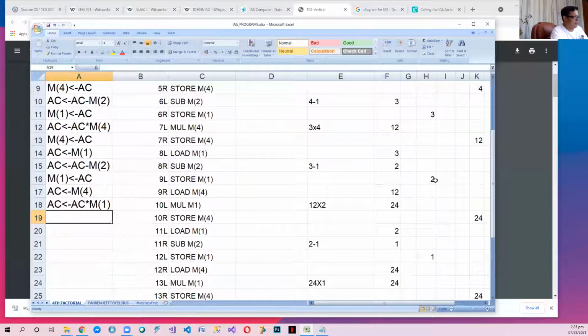What do we mean by this? We say M of 4 receives AC. So this repeats. We just copy this. So M of 4 is 24. So we have computed the next partial product.